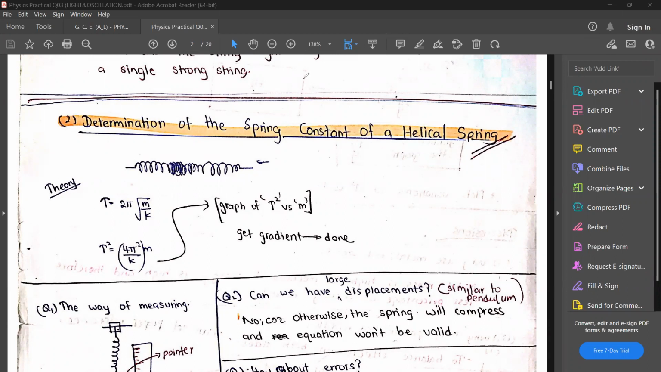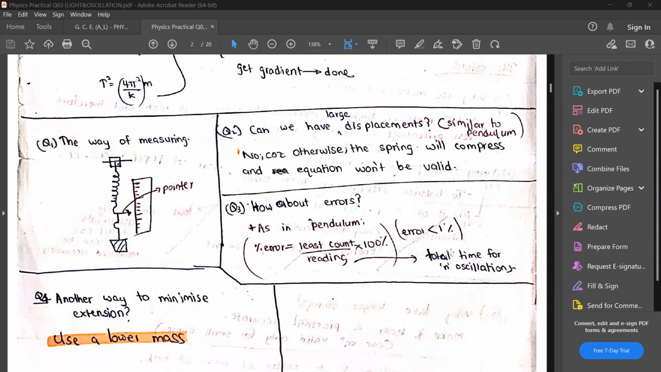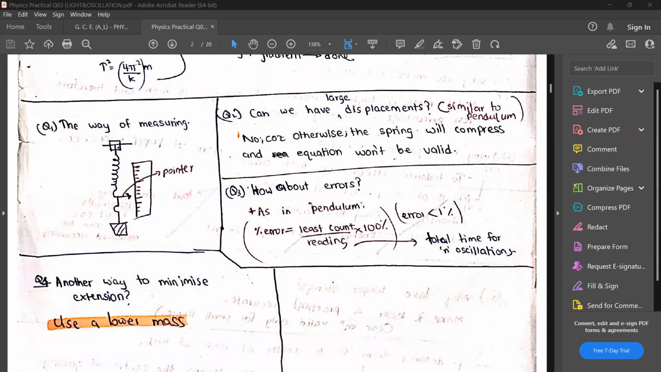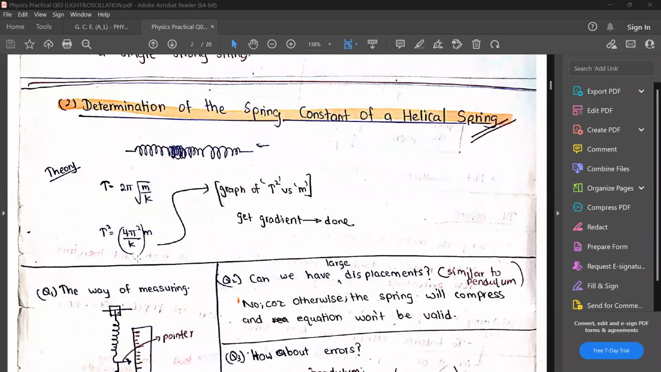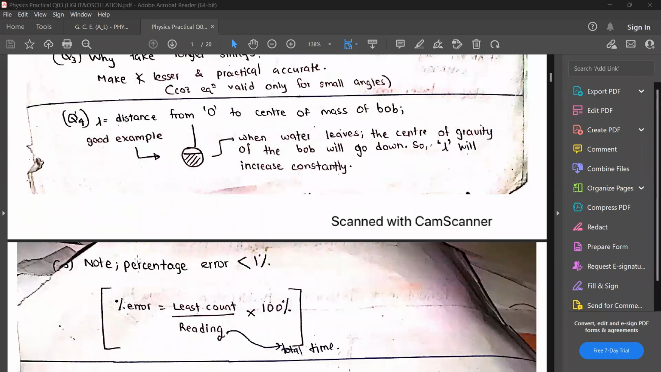And next, this is the way of measuring. Normally we keep a pointer and a ruler a little bit to the right or left, and then we measure. Here also, to reduce errors, for the reading we take the total time for the oscillations. Another way is to minimize the extension. Like in simple pendulums, we should try our best to minimize the angle theta, but we can do that by using longer strings. So remember those answers.